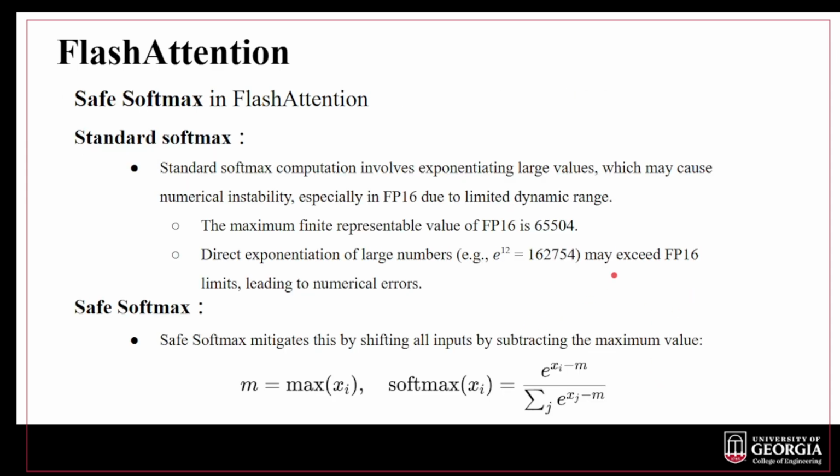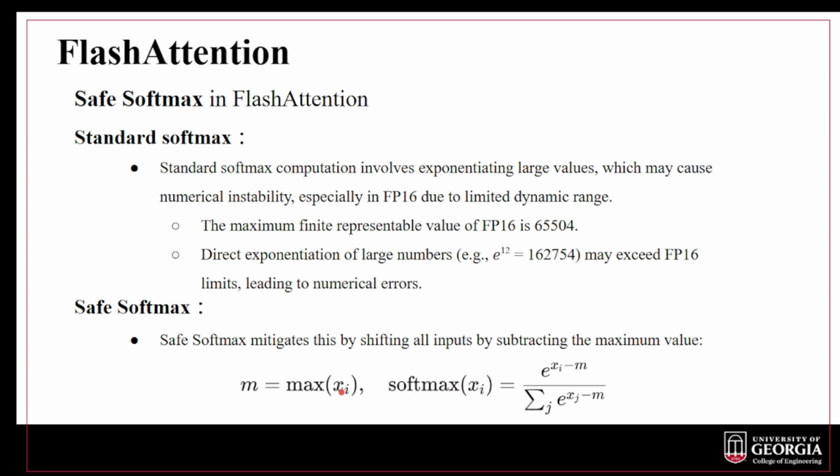Before applying online softmax techniques, we need to address the issue of numerical overflow. As we all know, since modern training is conducted in FP16 precision, the maximum representable value is 65,504. However, this value grows rapidly. For example, e to the power of 12 far exceeds the FP16 limit. To solve this problem, safe softmax is introduced.